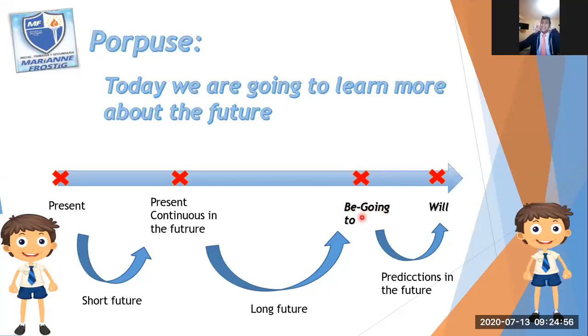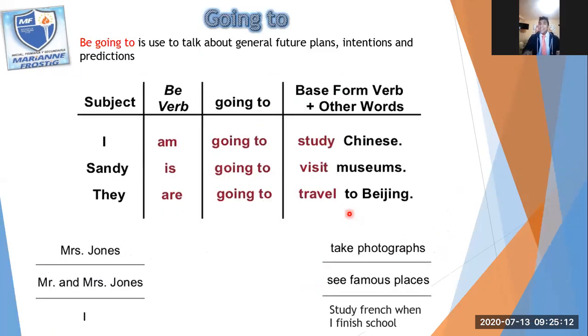Okay, and teacher Angelo, what is be? ¿Qué es el be? Be is the verb to be. It means is going to, am going to, or are going to. Okay, so let's watch. Look, as I told you before, be going to is used to talk about general future plans, intentions, or predictions. Be going to is very, very similar to the present continuous.